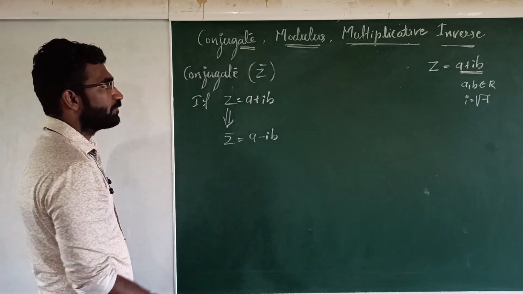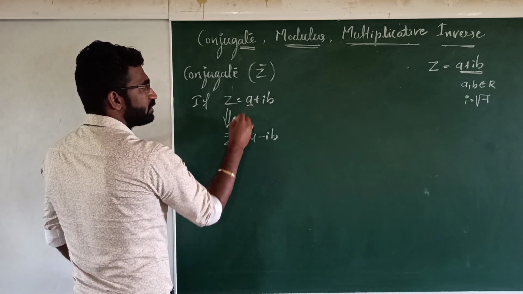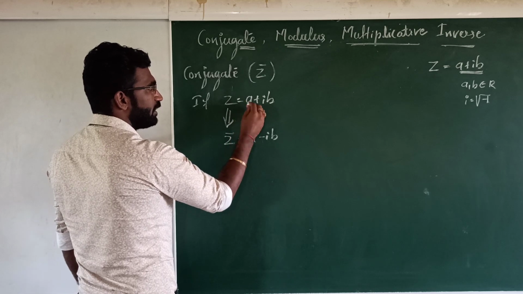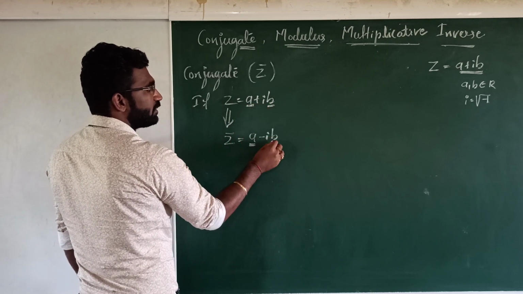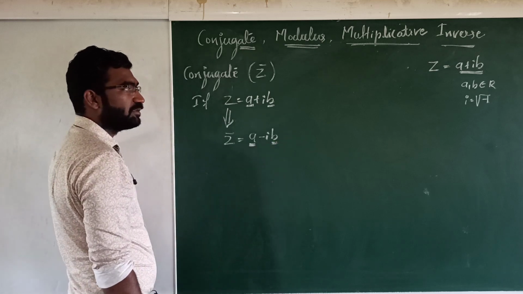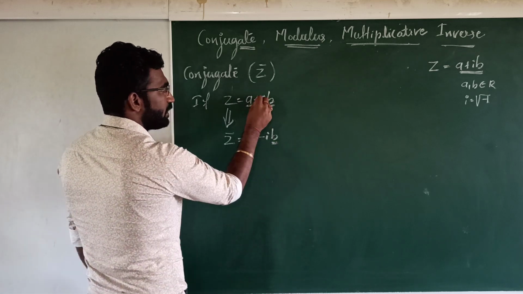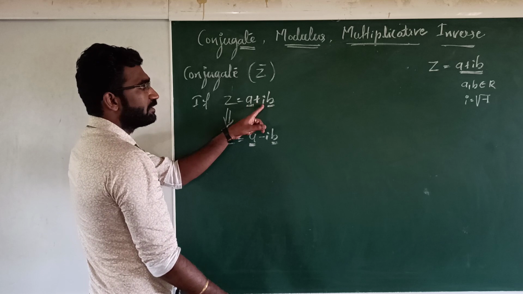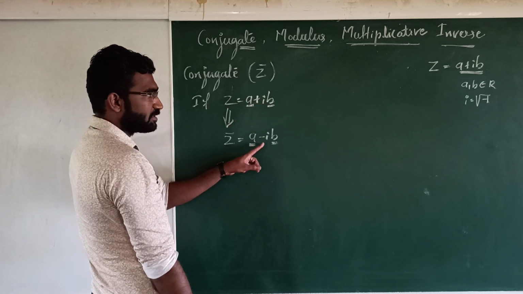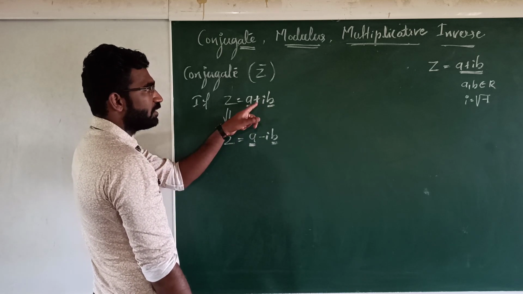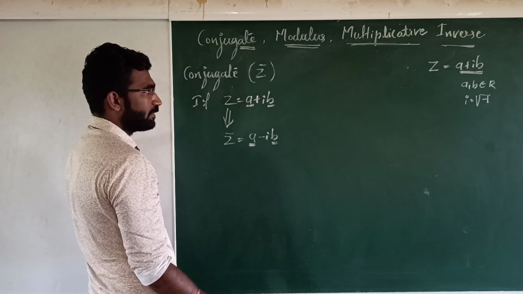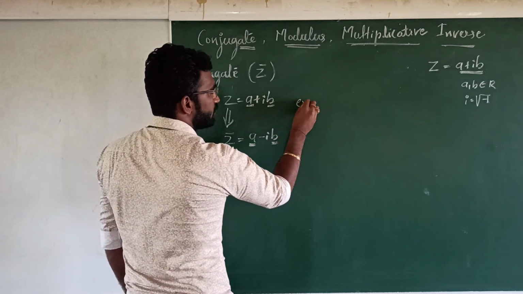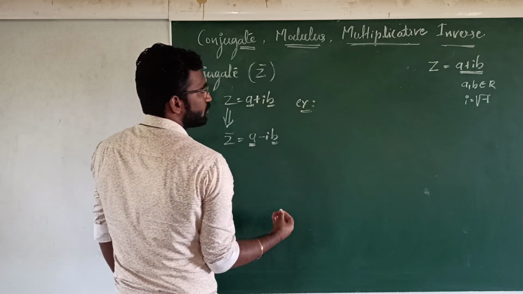Just observe here. I have said in the last class already that a is called the real part, and b is called the imaginary part. Just you can see here we should change the sign of this imaginary part. So how to change the sign? If it is plus i, then you should change it to minus i. So examples we are going to see, simple.